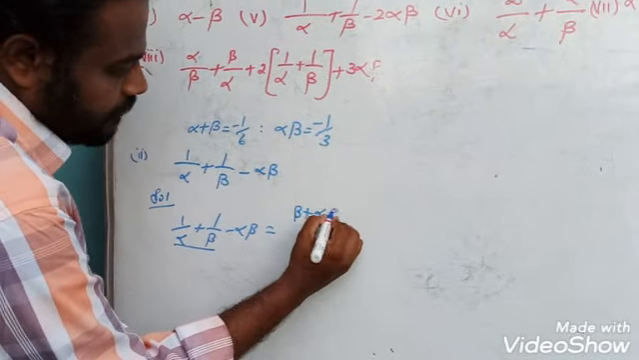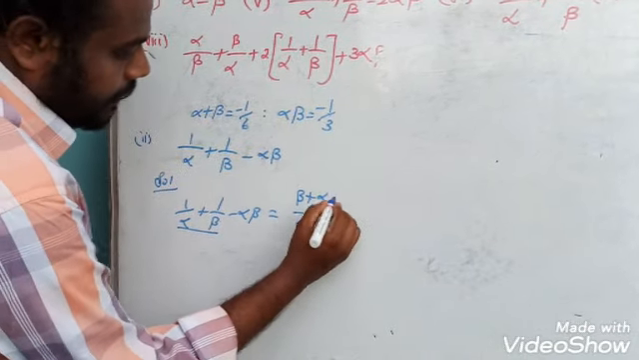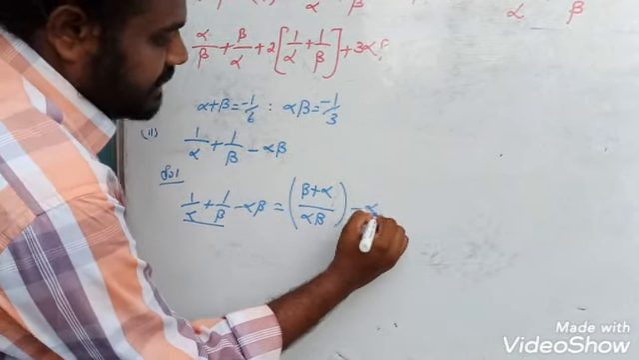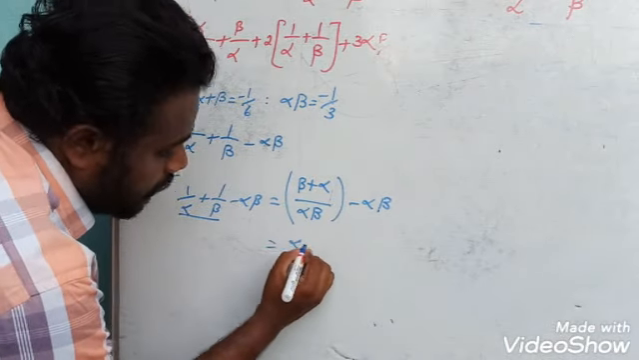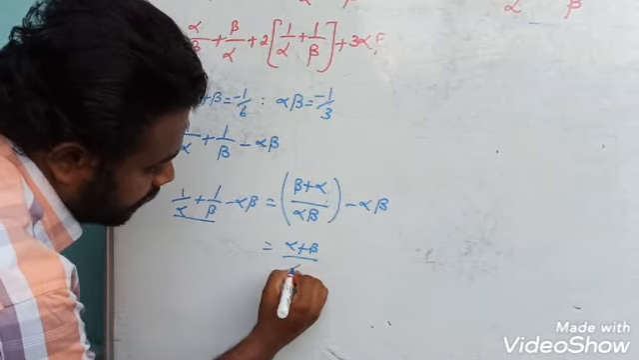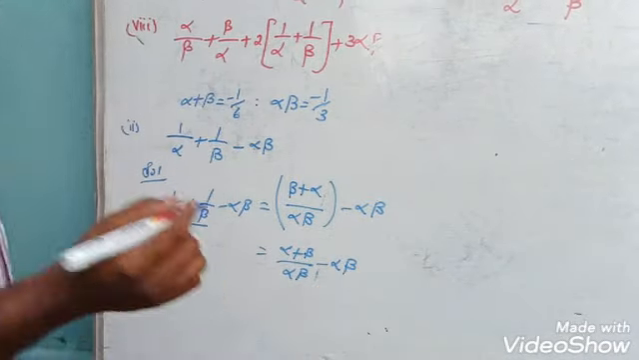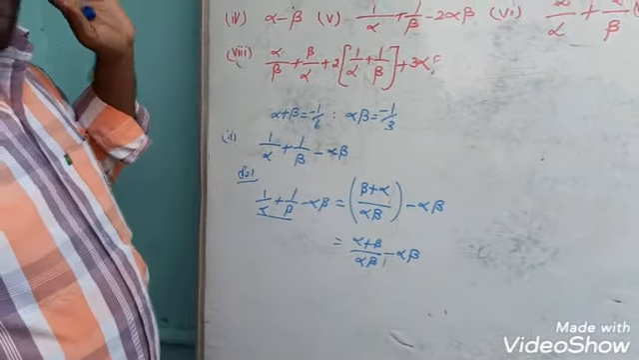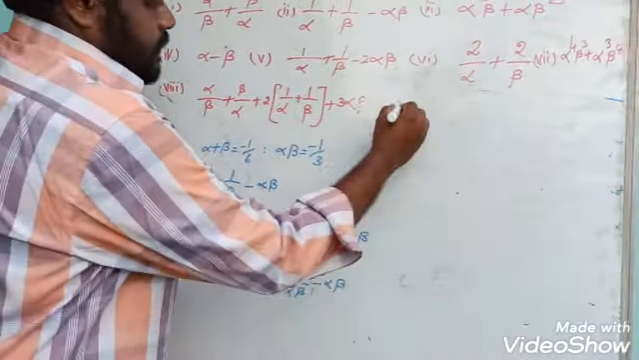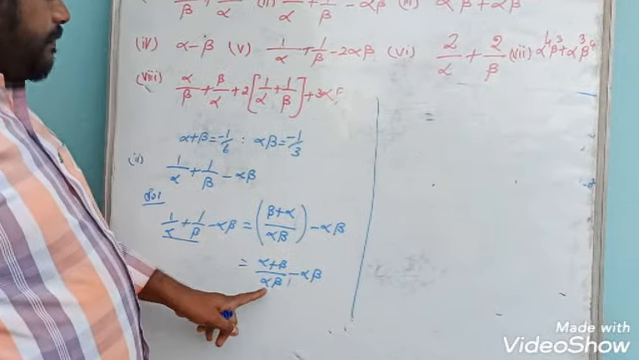Beta plus alpha divided by alpha into beta, we get alpha beta minus alpha beta. So here I modified it: alpha plus beta divided by alpha beta minus alpha beta. Now the sum of zeros and product of zeros is there. Directly we substitute the values. It is equal to alpha plus beta divided by alpha beta.